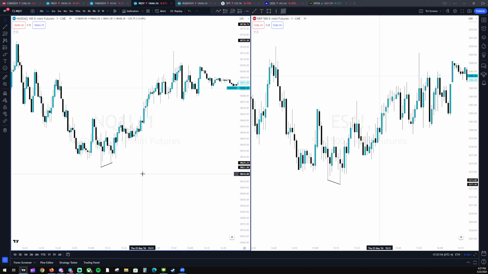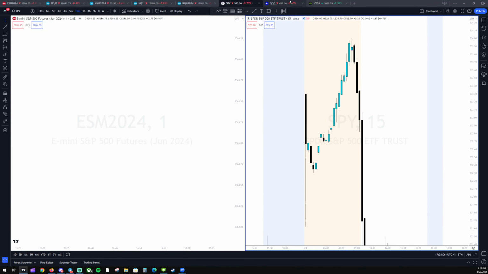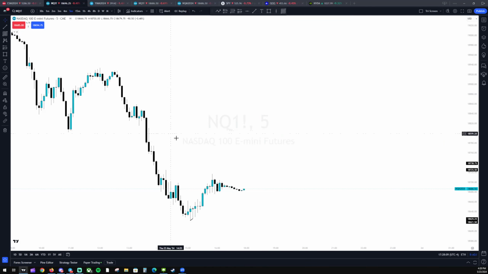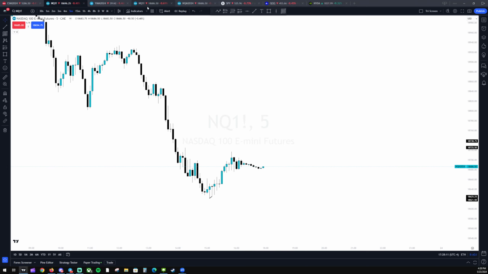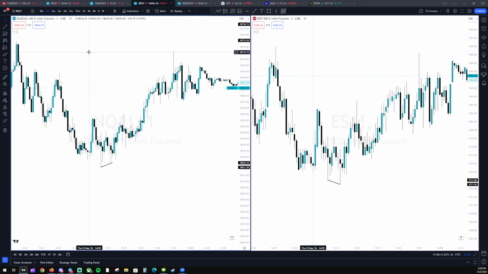So SMT stands for Smart Money Technique. SMT is essentially when NQ, ES, SPY, or QQQ take a low or take a high while the other one doesn't. That shows us potential strength or weakness.